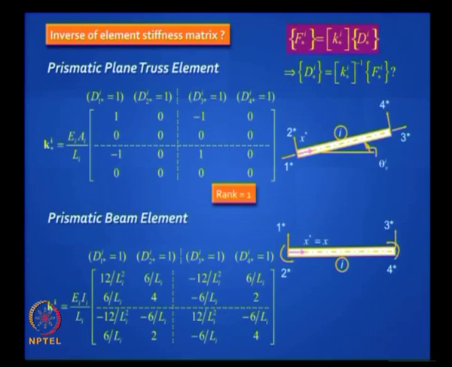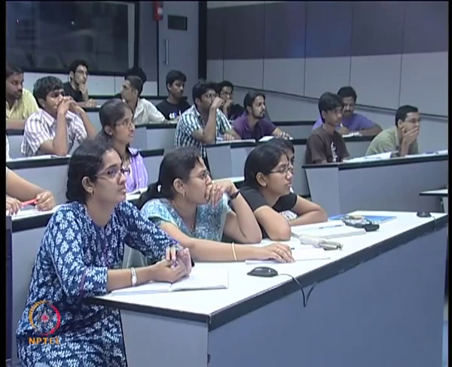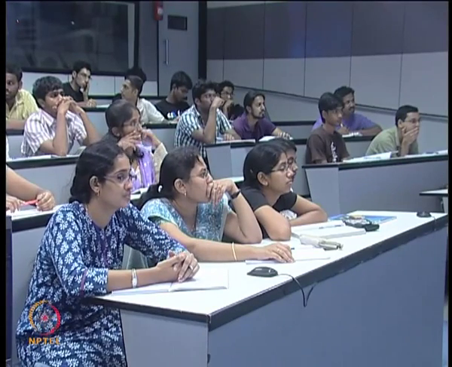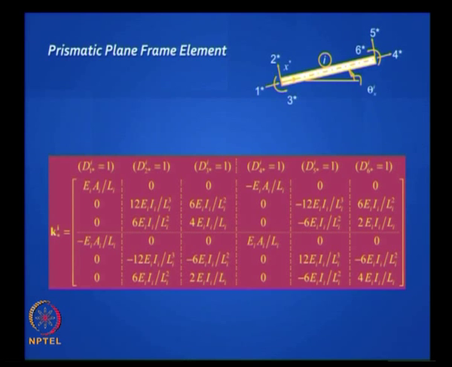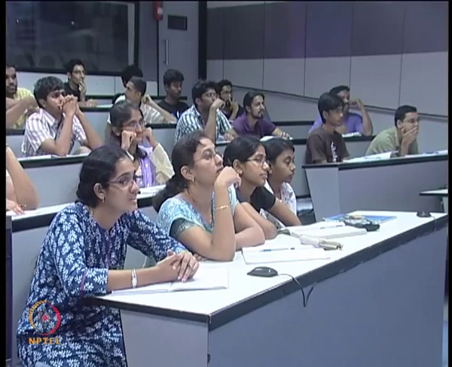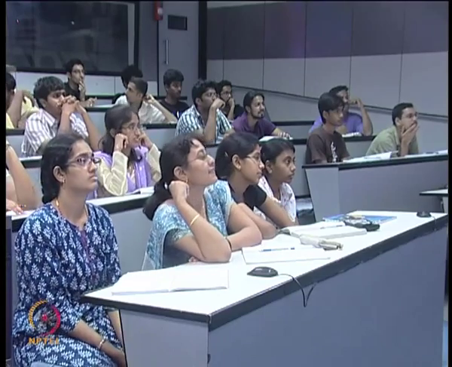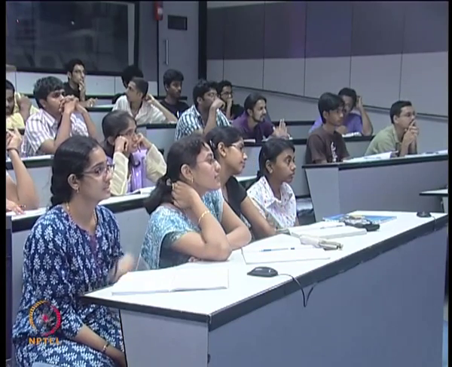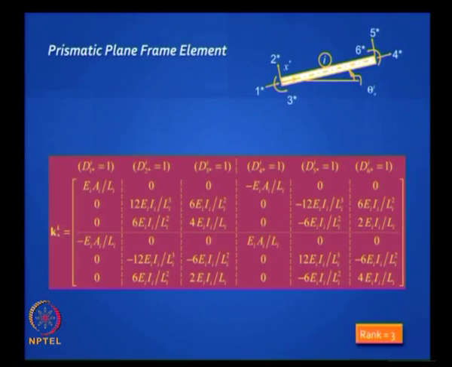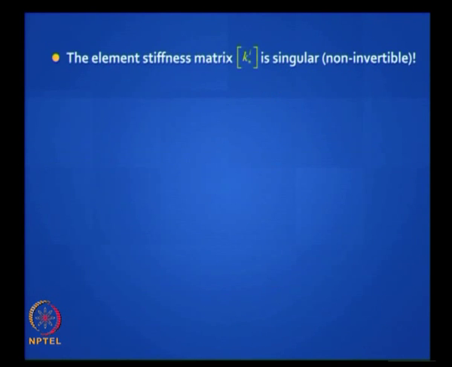So the rank of this is 1. What is the rank of the second one? 2. Is it not? And what about this one? The plane frame element. 1 is for the truss. It's 3. Why it's 3 you should figure out by now. You can multiply, they are all dependent, they are not independent. So here's a summary of it.